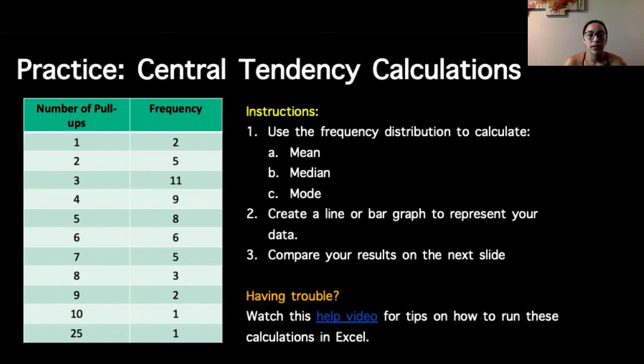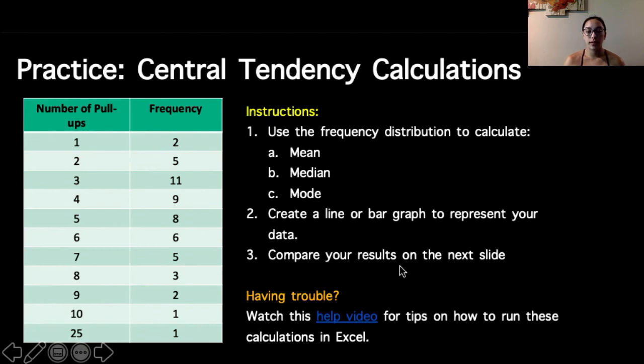So I've given you a set of practice problems here. I have a help video linked in the PowerPoint for tips on how to run the calculations in Excel. We also go over how to run the calculations in our activity this week. But basically, you're going to use this frequency distribution to calculate the mean, median, and mode. And then you can create a line or bar graph to represent your data. I'll then have you compare your results on the next slide.